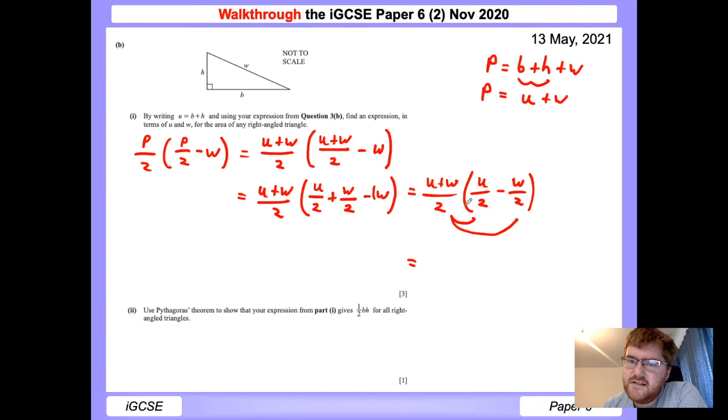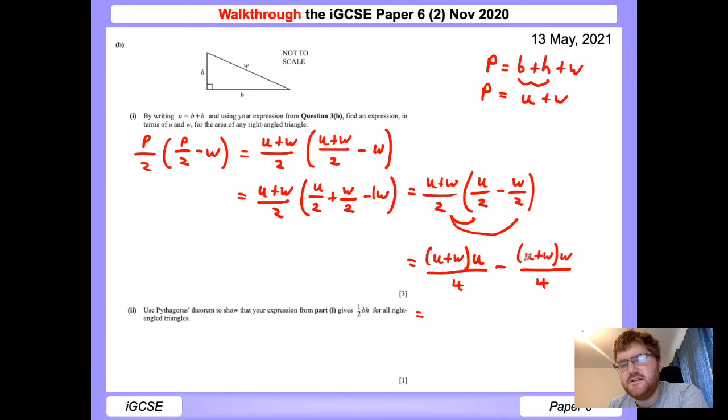So if we multiply the single bracket, we have to be careful. Remember, we have to multiply numerators, denominators. So we get u plus w, u, over 4. Remember, you have to times these together as well. Minus u plus w, w, over 4. And at this point, we can actually combine the fractions. This is the way why I did it this way. So we can actually put the fractions together because they're both out of 4.